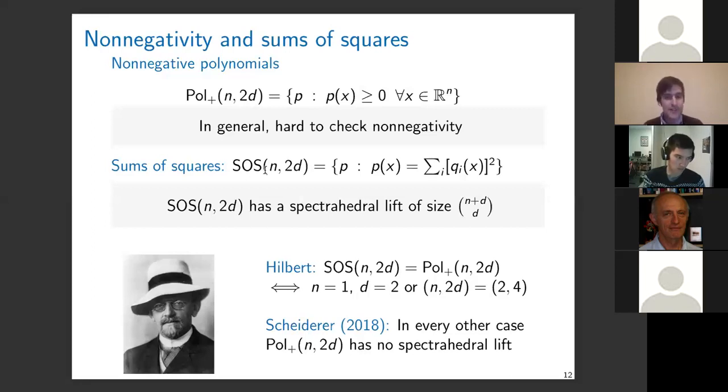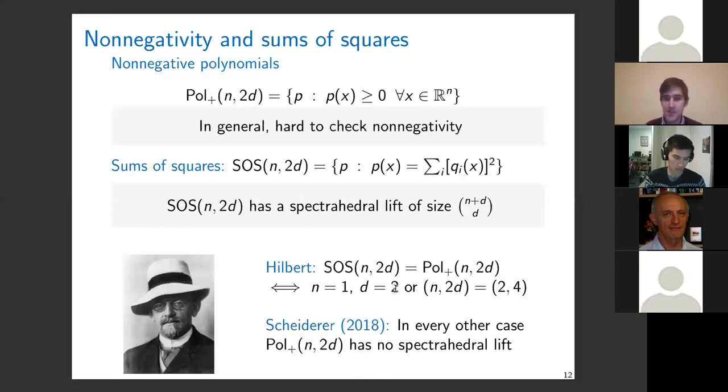The other consequence is that there's a classical result due to Hilbert that says that the sum of squares cone equals the cone of non-negative polynomials in a few very special cases. So in the univariate case, any univariate non-negative polynomial is a sum of squares. In the degree 2 case, sorry, that should say d equals 1, not d equals 2. This is a typo. So in the degree 2 case, any non-negative quadratic is a sum of squares. It's relatively easy to see this.